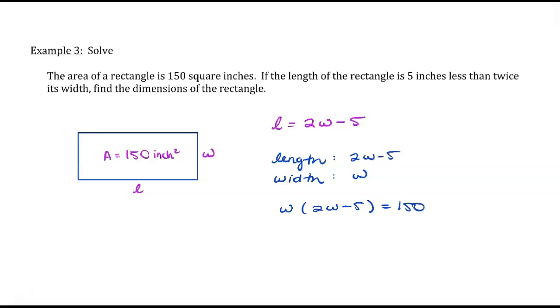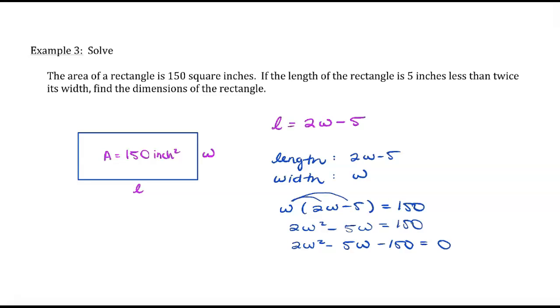Multiplying on the left, we have w times 2w, or 2w squared, and w times negative 5 for a minus 5w. We can now subtract 150 from both sides, and this will be a quadratic equation in standard form. We have 2w squared minus 5w minus 150 equals 0. Now let's factor the left side.